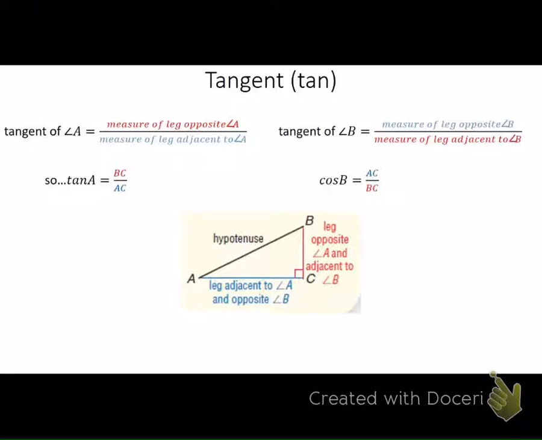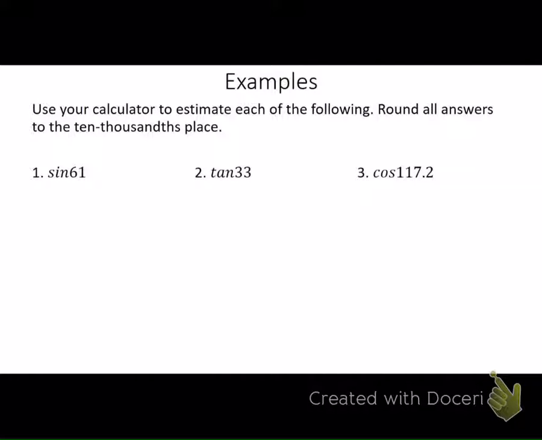Okay, so let's learn how to put this into our calculator. So this says, use your calculator to estimate each of the following. Round all answers to the 10,000th place. So you have the tenths, hundredths, thousandths, ten-thousandths. So that's 4 decimal places. All you have to do when you type this into your calculator is hit the sine button, type the number 61 in, hit enter, and round it to 4 decimal places.